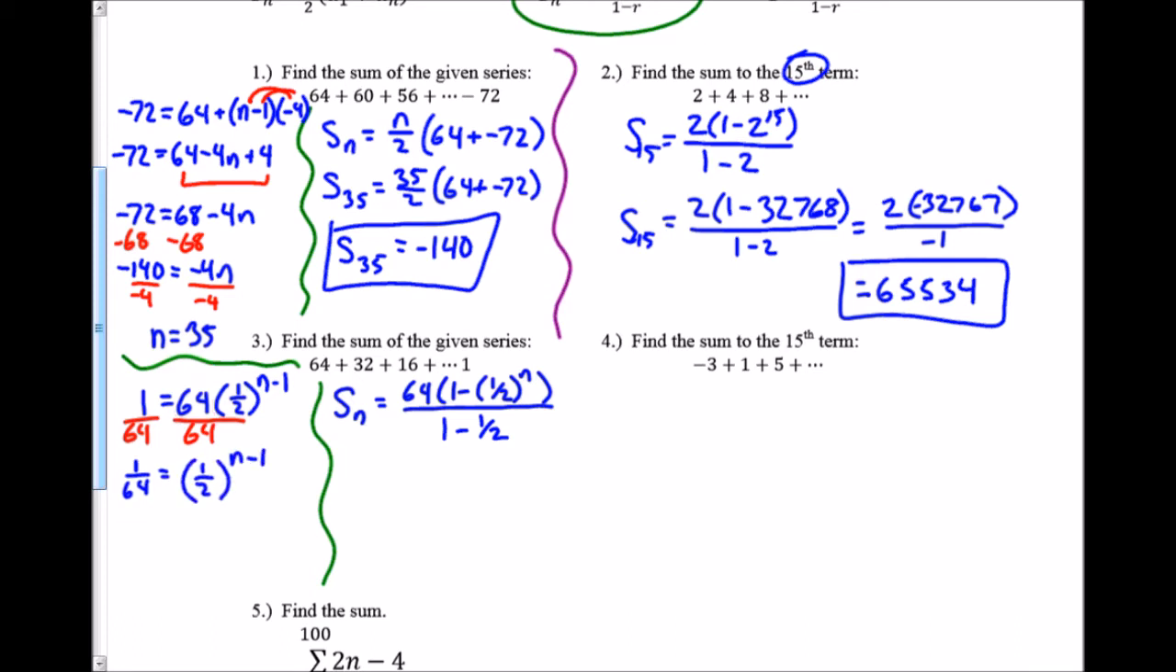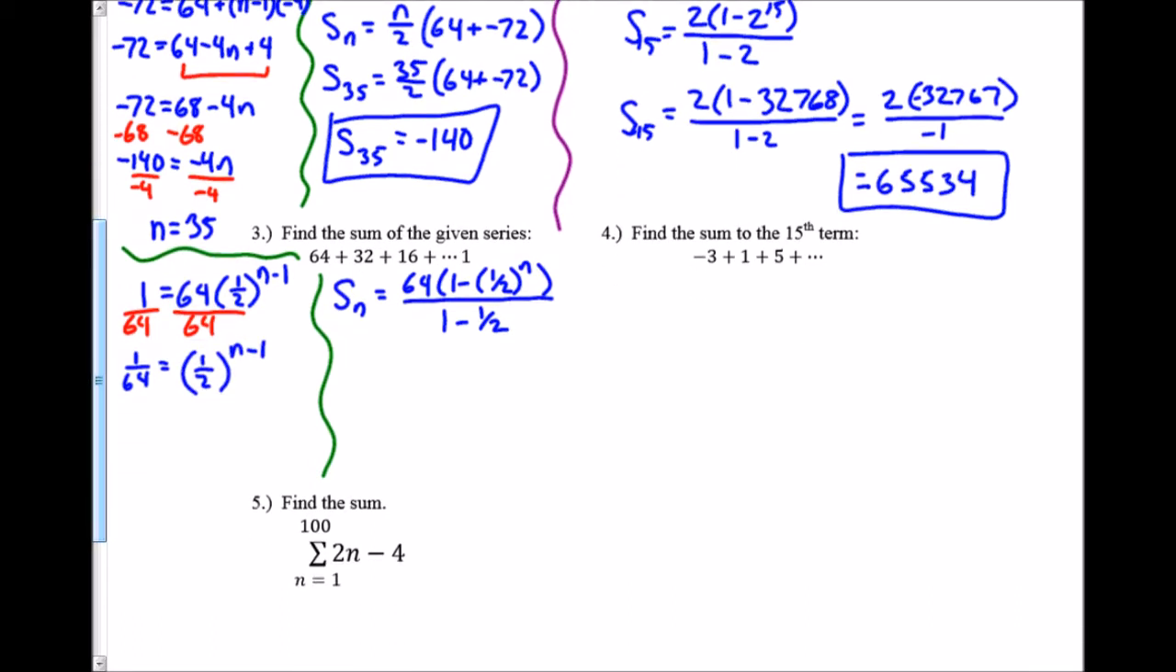And so here I want to write these so they have the same base. 64 is the same thing as 2 to the 6th power. So that means that 1 over 64 is 1/2 to the 6th power. So I rewrite that guy, equals 1/2 to the n minus 1. And now that I have the same base, I can set the exponents equal to each other. In other words, the n minus 1 equals 6. And I can add that 1 to each side. And I find out that the n value here that I was looking for is a 7.